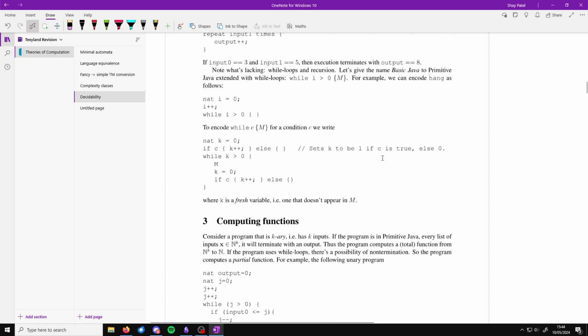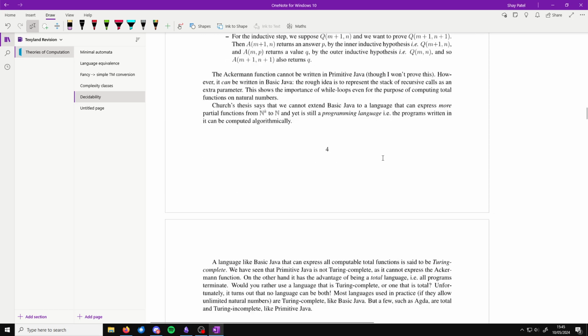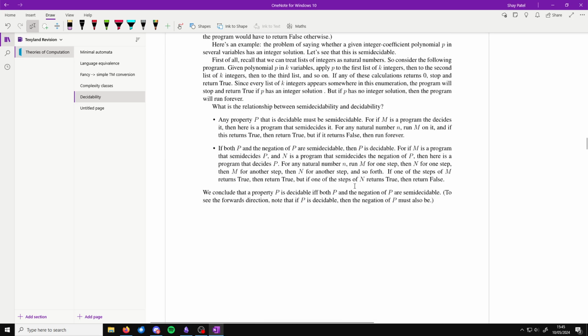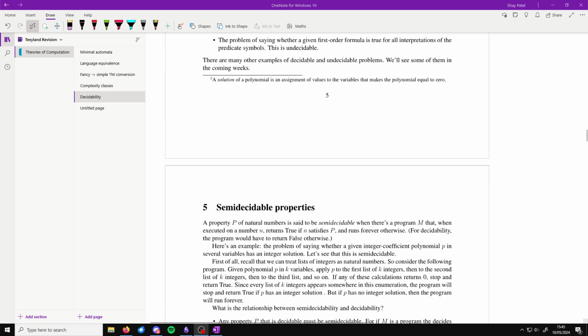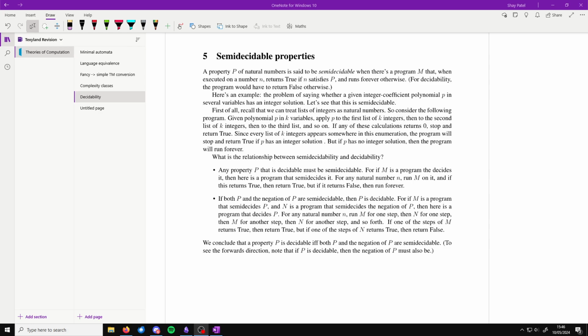That's everything about decidability. Are there any questions about that? But yeah, that's everything on semi-decidable properties and decidability in general.